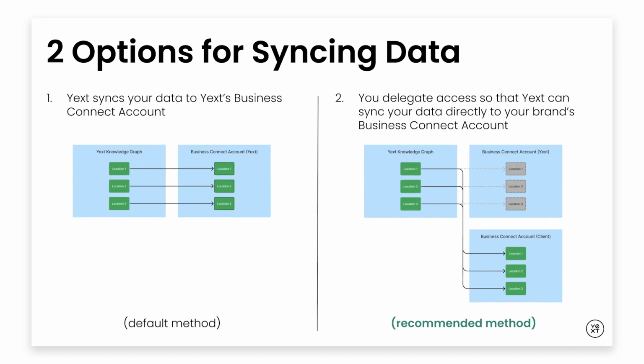Now, there is another way of doing this, and if you want to unlock all the functionalities of the integration, and we'll talk about what those are, you can set up your own Business Connect account, and then you can follow this process called delegation, where basically you give Yext access to manage your account on your behalf. And so if you look on the right here, the second version, what this will entail is making your own Business Connect account. Then you give Yext access to manage it. And then instead of us syncing data from your knowledge graph into our account, we'll sync it into your account.